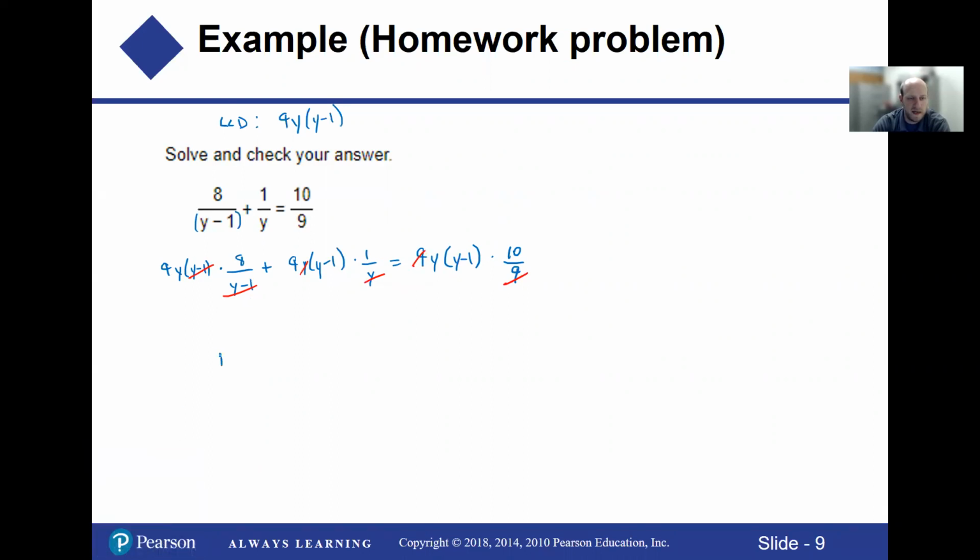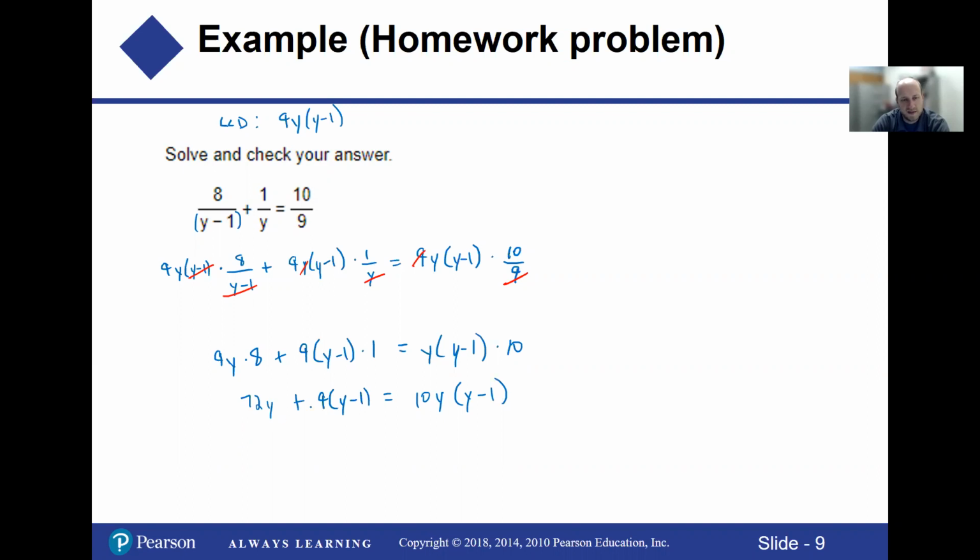Let's write it out. So I have 9y times 8 plus 9 times y minus 1 times 1 is equal to y times y minus 1 times 10. Okay. 9y times 8, that's 72y. 9 times y minus 1 times 1, let me rewrite that as 9 times y minus 1, just times the 1 there. And then the 10, I'm just going to write out front. So it's going to be 10y times y minus 1.